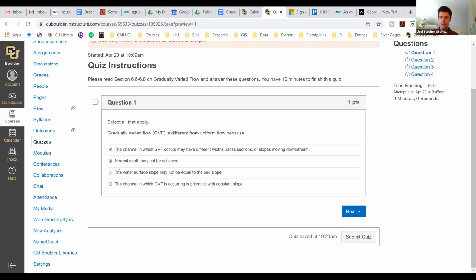The surface water slope may not be equal to the bed slope. Is that true for gradually varied flow? That's also true. And that was the big difference with uniform flow. In uniform flow, everything's parallel, or everything's kind of working together and in balance. But in gradually varied flow, we're always in transition. And then finally, the channel in which gradually varied flow occurs is prismatic with a constant slope. No. All right, that's a uniform flow channel. Great.